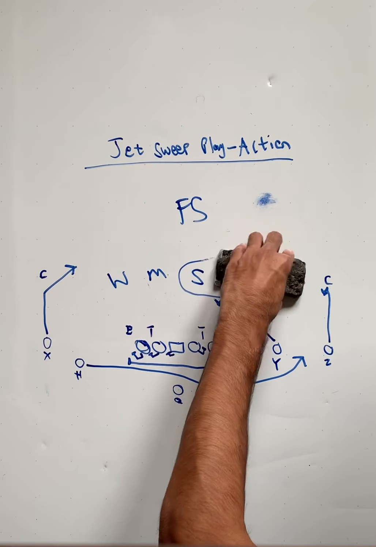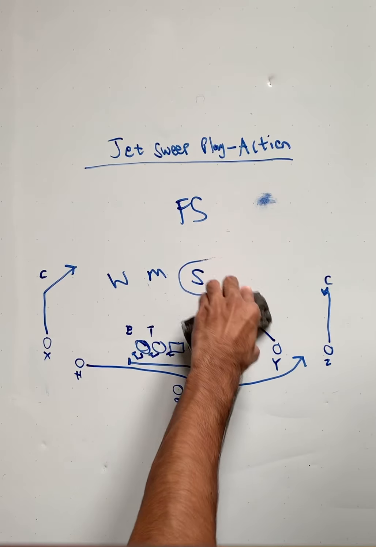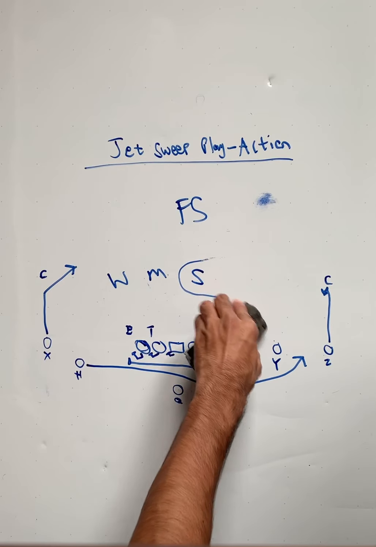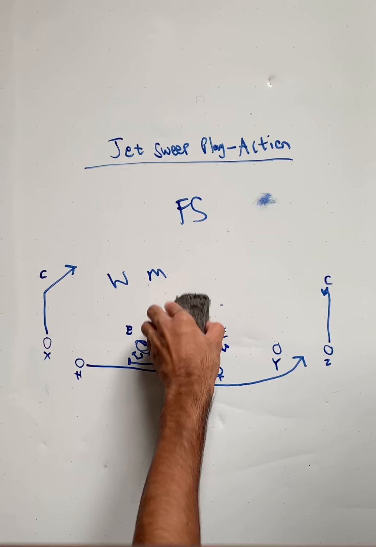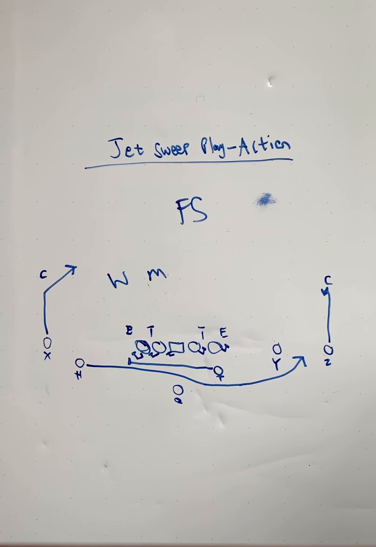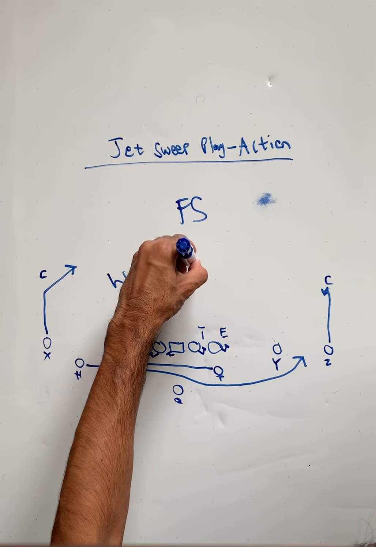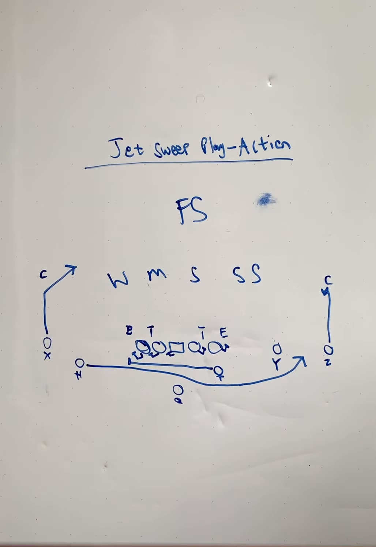So that is how to run that sort of curl slot concept against a 8-man front off play action, off of jet sweep motion. Next thing I want to talk about is a deep shot. This is the second type of play action play that you can use off of the jet sweep.